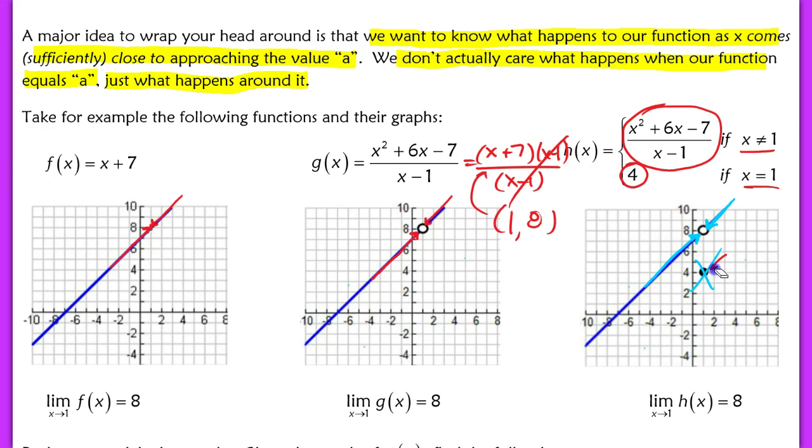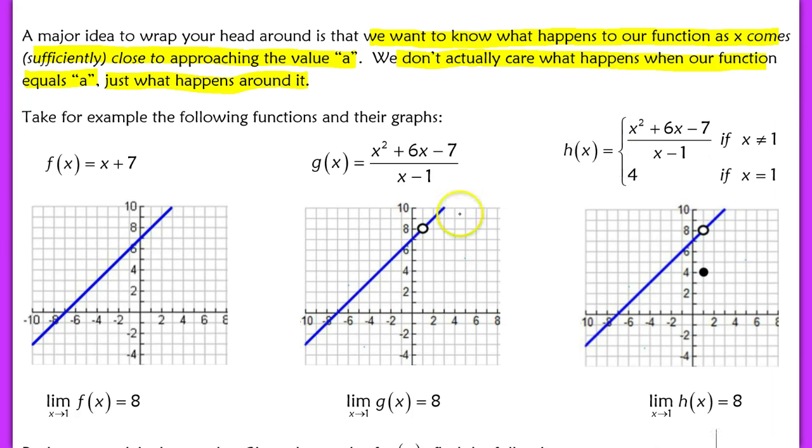So please make sure you understand that despite what the graph looks like, they could have some kind of weird thing going on at the specific value that your limit is approaching. But it doesn't matter. You don't care about what happens right here at x equals 1. You care about what is happening right around it.